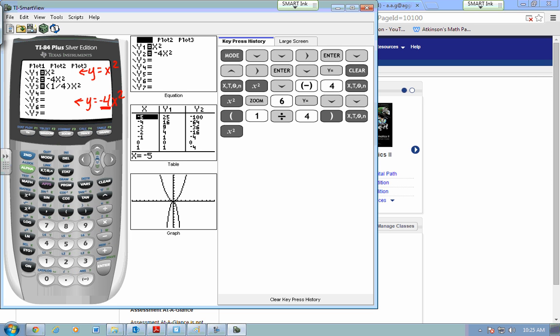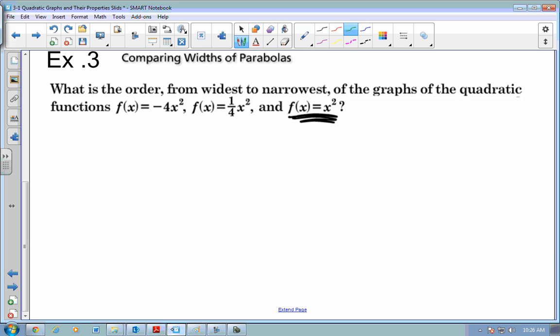Now, we've already fixed our window, so you can go hit graph, which is top right. And it's going to do all 3 of them. There's going to be one new one, though. There's the new one. What happens when we multiply by a positive fraction? It gets wider. If we were multiplying by a negative fraction, it would get wider and it would flip. So, on your notes.